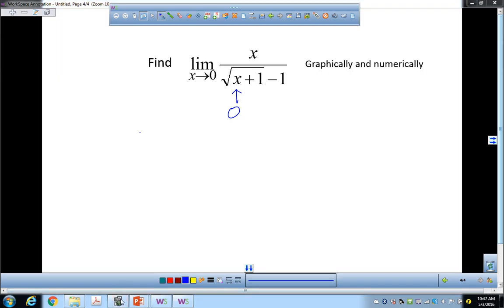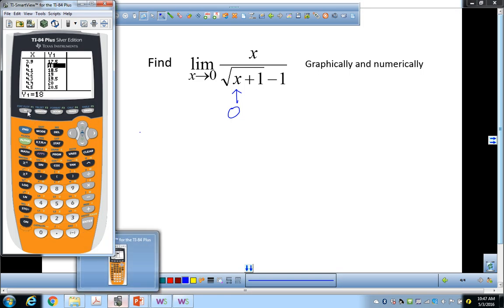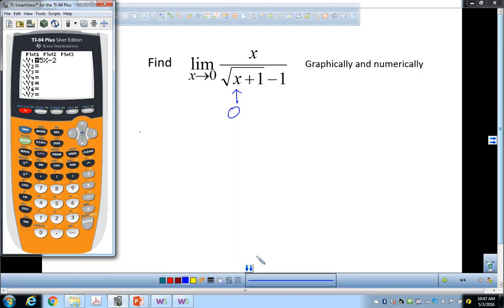So using my calculator, I'm going to plug it in. I'm going to go y equals, okay? This is one where you can't just plug in 0 and get out the answer. So in my calculator, I'm going to put x up here, divided by, in parentheses, I need a set of parentheses, otherwise you have to remember there's a parentheses there. So square root of x plus 1, close that parentheses, minus 1, close that parentheses, and then I'm going to look at my table close to what number? 0, because I'm trying to find the limit where x is equal to 0.